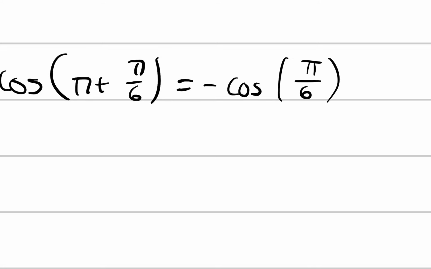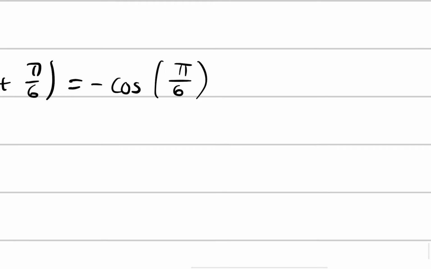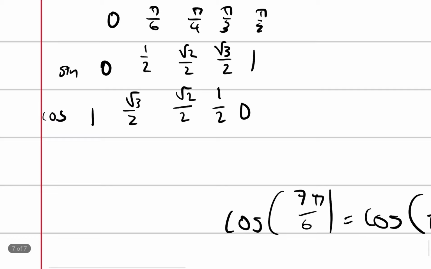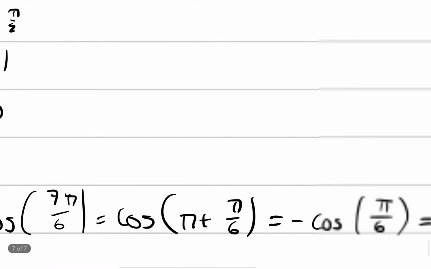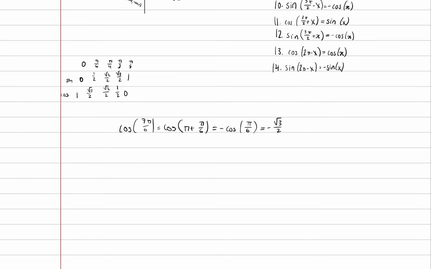You'll use this enough and get used to all these values. And remember, we know what cosine pi over 6 is. What is cosine pi over 6? Root 3 over 2. So it is negative root 3 over 2. And that is how you would find the value of this. I have to say, very useful. Very useful indeed.